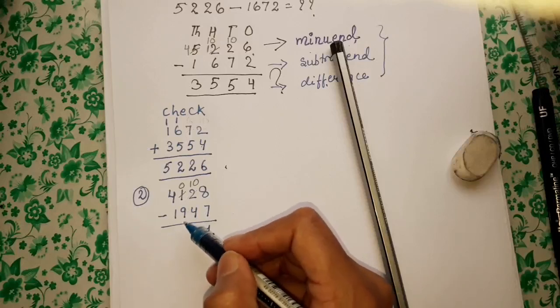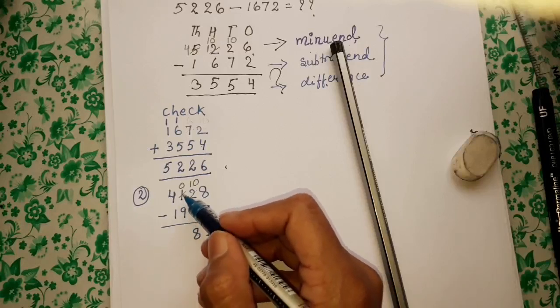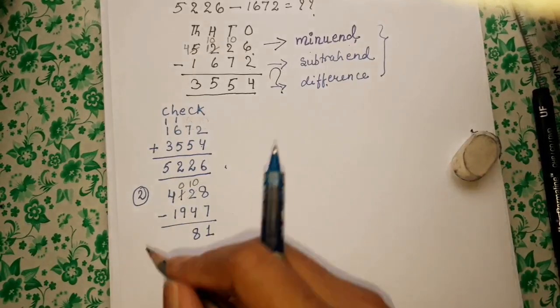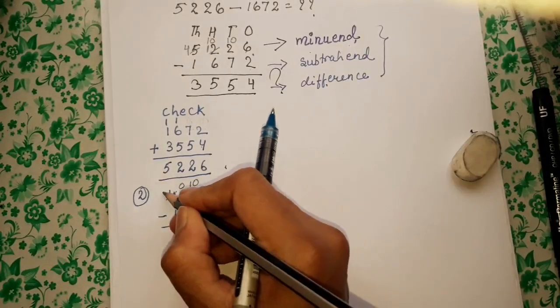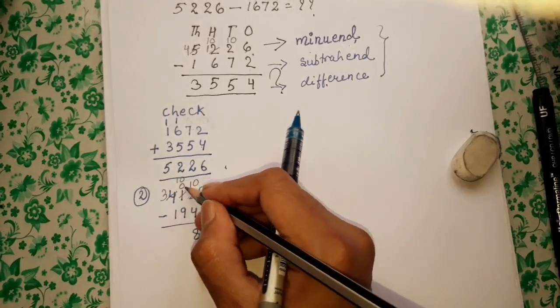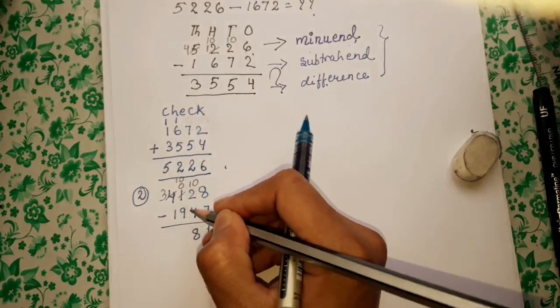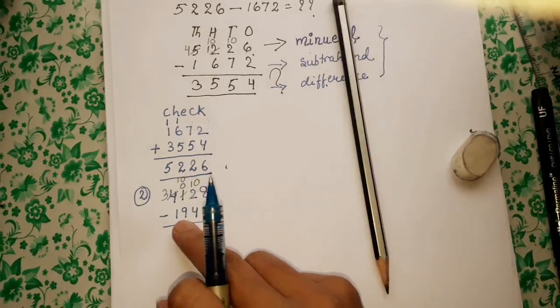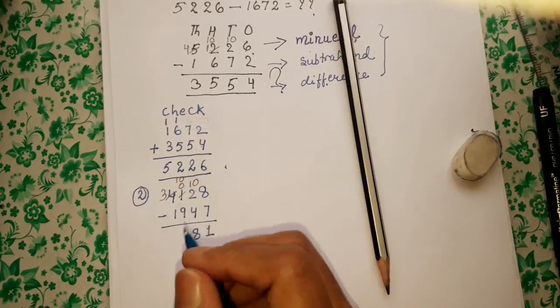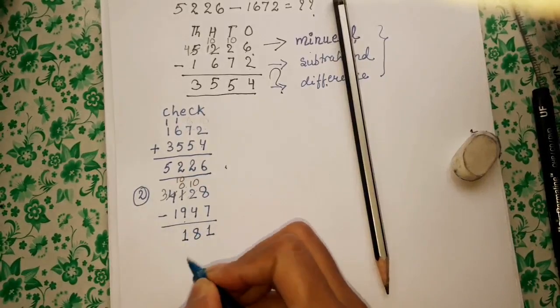Here again we cannot subtract 9 from 0. So what we have to do again? Again we have to take borrow. Here 4 becomes 3 and 10. 10 plus 0, 10 we have. Now what we have to do? We have to subtract 9 from 10. When we subtract 9 from 10, we get 1.